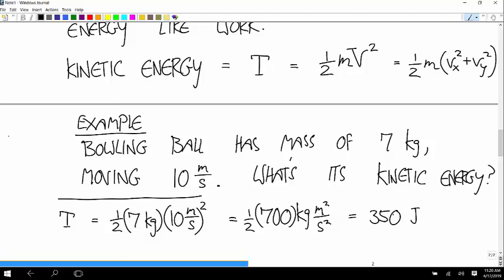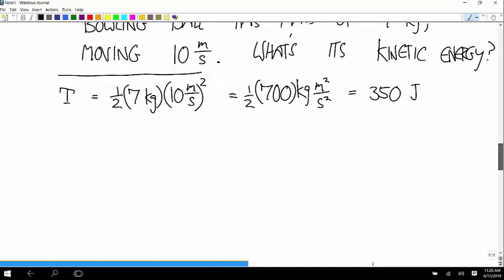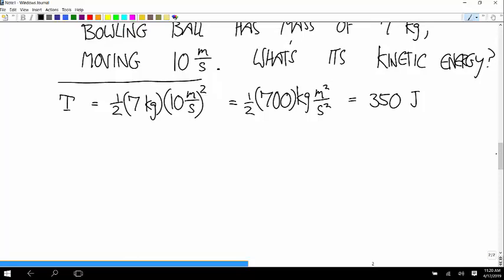Okay, and that doesn't have any direction because energy never has direction. It's not a vector, it's just an amount. But it tells you something about how fast it's moving. So now, a car? Yep, and it has a lot more energy.